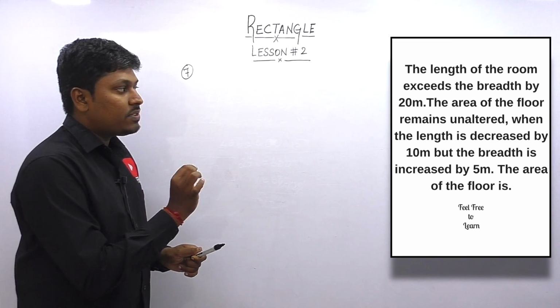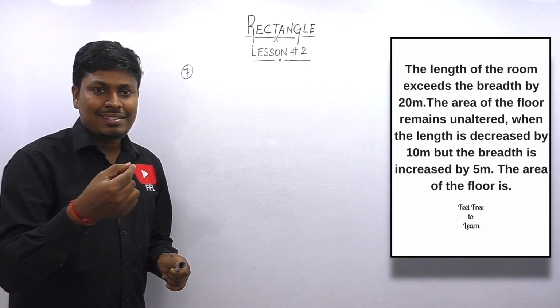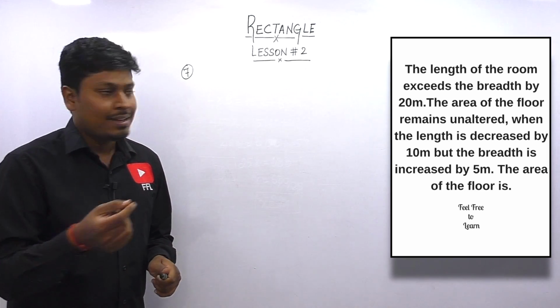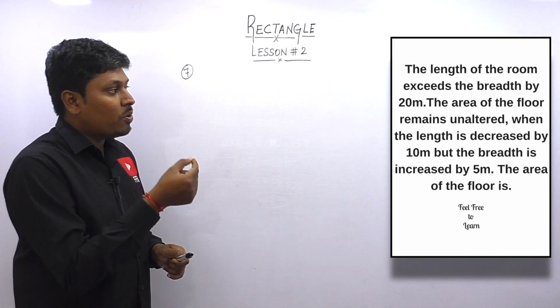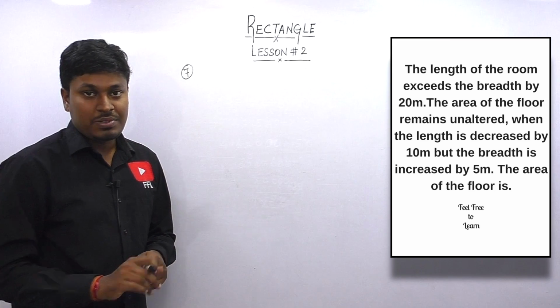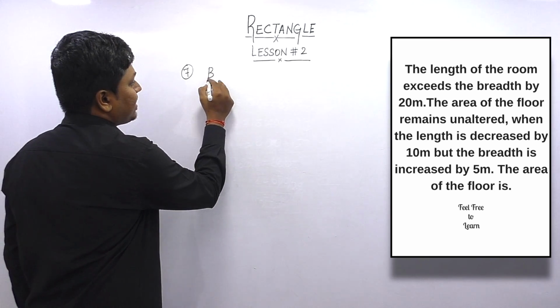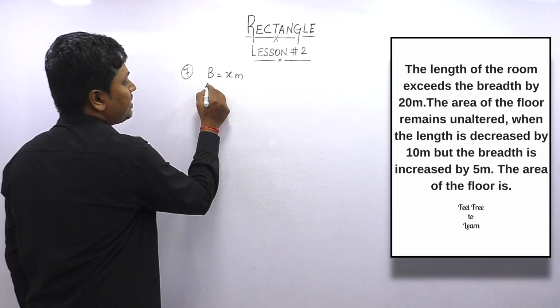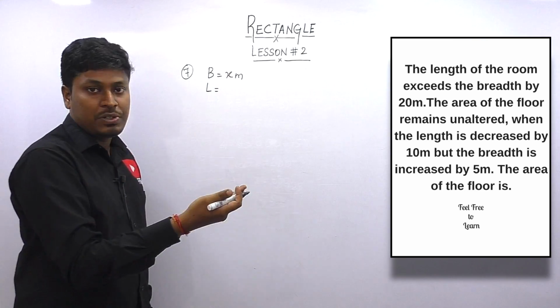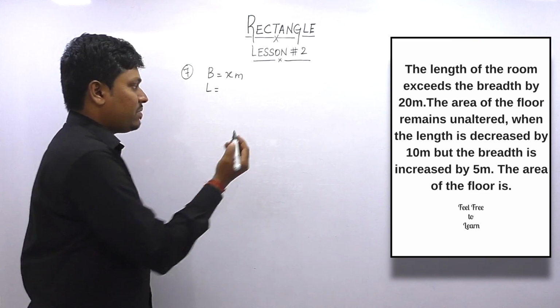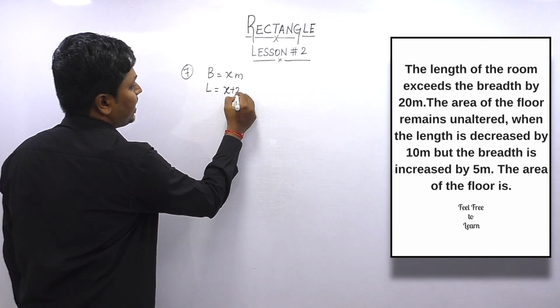Initially, the length of the room exceeds, what is called exceeds, or otherwise called more, right? So the length of the room is more than the breadth by 20 meter. So if the breadth is x meter, then the length will be how much more when compared to the breadth? 20 meter more. So we can say the length will be x plus 20 meter.